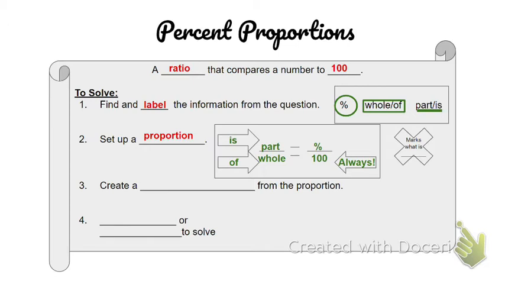Whenever we're doing this and we're setting up a proportion, we should have one that is missing. When we're writing this as a percent proportion, we're going to mark what is missing with an X. So we're going to put an X like we're going on a treasure hunt.